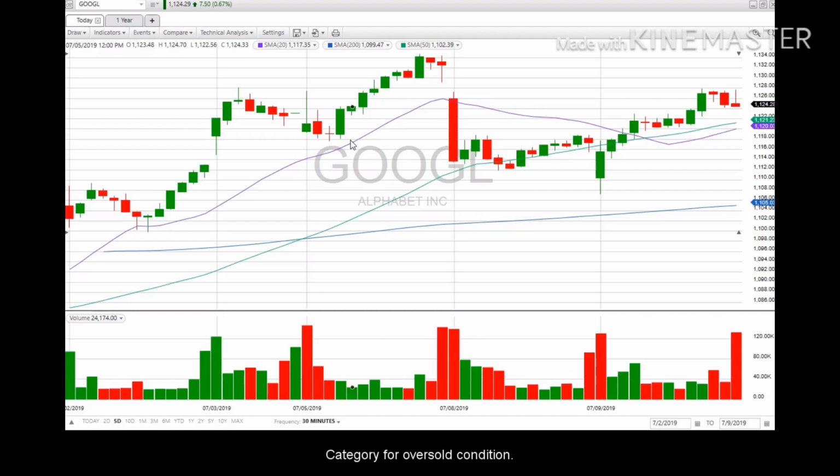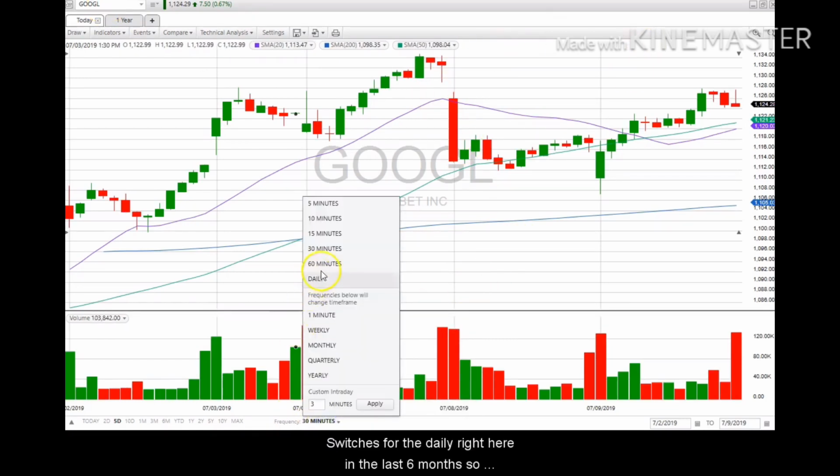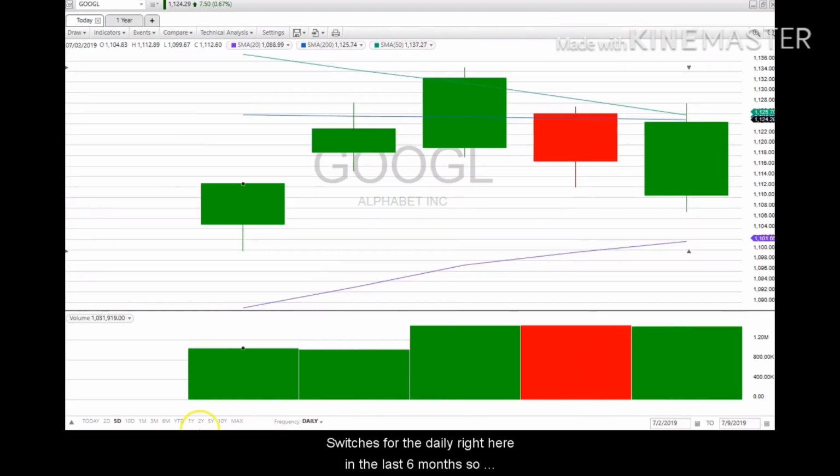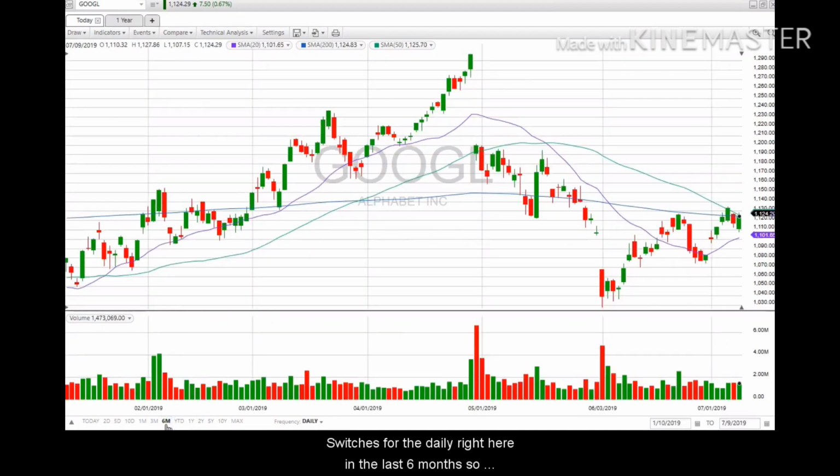For this one, I'm using Google, and we're looking at the 30 minutes time frame right here, but let's switch it to the daily for at least the last 6 months. So this is Google, or Alphabet, and as we all know, Google is part of the technology sector. This is one of the most valuable companies in the world.